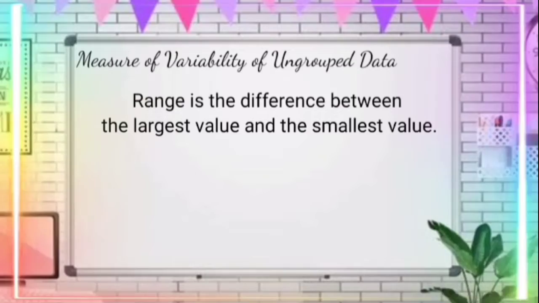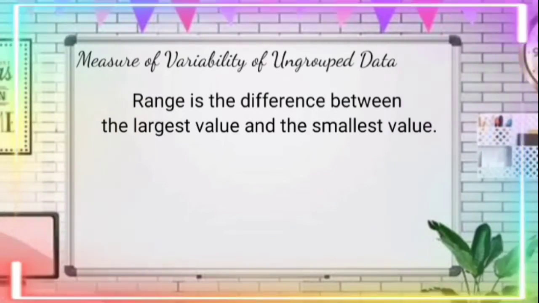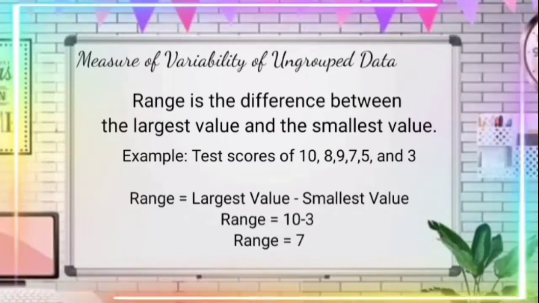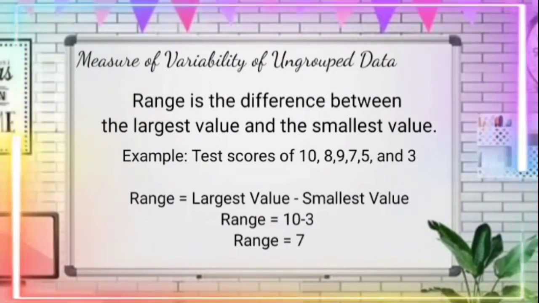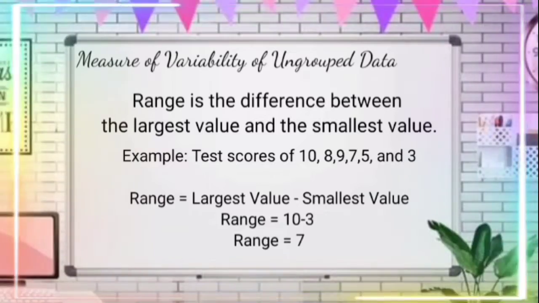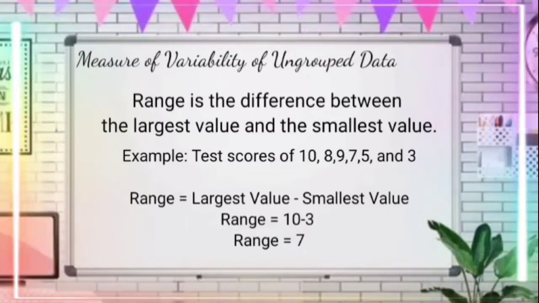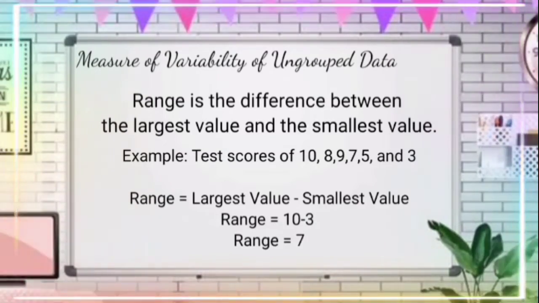Range is the difference between the largest value and the smallest value. To solve for the range of ungrouped data, for example, test scores of 10, 8, 9, 7, 5, and 3, subtract the smallest value, which is 3, from the largest value, which is 10. Therefore, the range is 7.